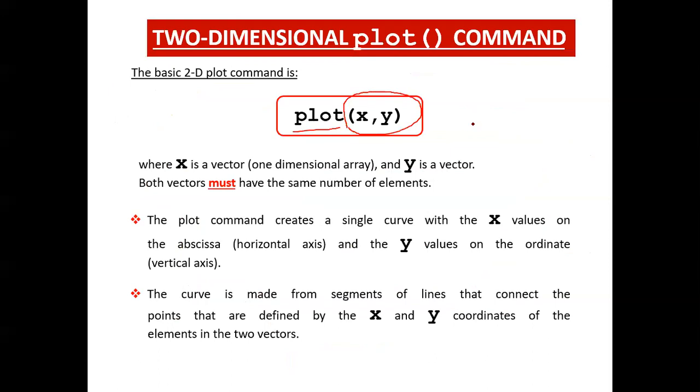So here x is the vector, that is, a one-dimensional array. Then y is also another vector we can add. Both vectors must have the same number of elements. Then the plot command creates a single curve with x values on the horizontal axis and y values on the vertical axis. The curve is made from line segments that connect the points defined by the x and y coordinates of the elements of the two vectors.